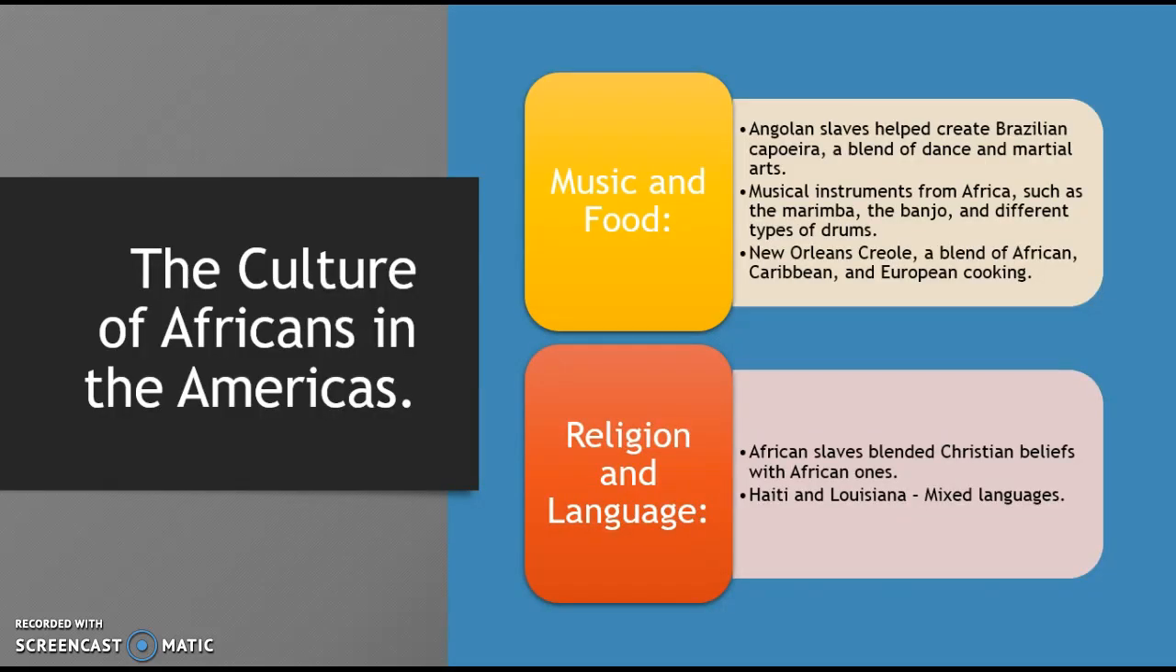So, the culture of Africans in the Americas. Music and food: we have a couple of things that came from Africans. Angolan slaves helped create Brazilian capoeira, a blend of dance and martial arts. Musical instruments came from Africa, such as the marimba, the banjo, and different types of drums, and New Orleans Creole, which is a blend of African, Caribbean, and European cooking. In terms of religion and language, African slaves blended Christian beliefs with African ones, and Haiti and Louisiana have mixed languages from combining different things, so we have some of that going on in culture as well.